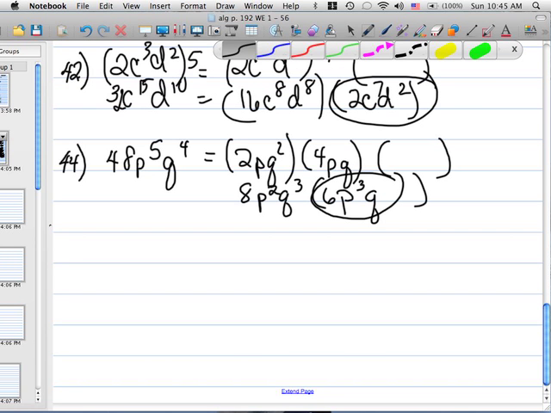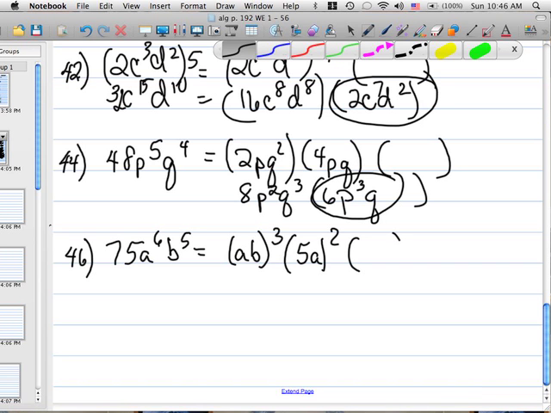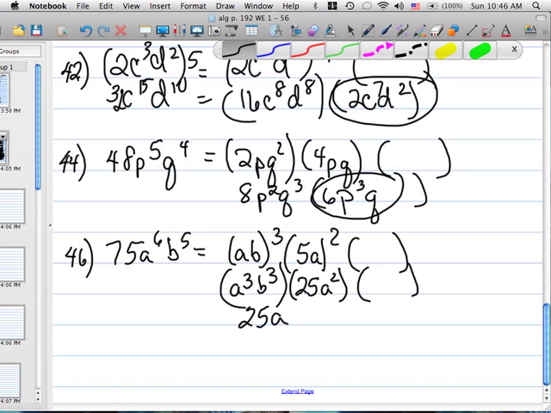And the last one of this type, 46. 75a to the 6b to the 5th equals ab cubed times 5a squared times something. So again, here we need to do the powers. So this is a cubed b cubed, and this is 25a squared. So we need to multiply these two now, so we get 25a to the 5th, adding your exponents since we're multiplying, b to the 3rd. So 25 goes into 75 3 times. 5 from 6, we need 1a. And 3 from 5 is 2, we need b squared. So it's 3ab squared.